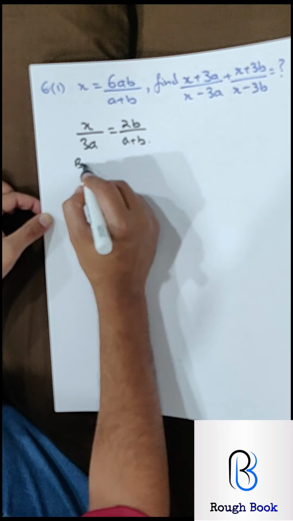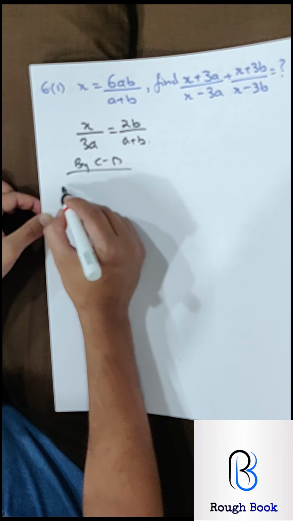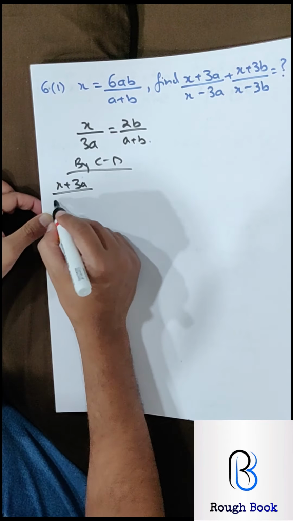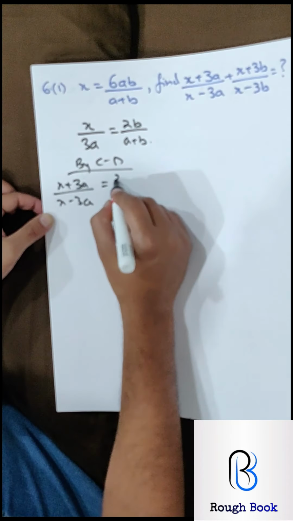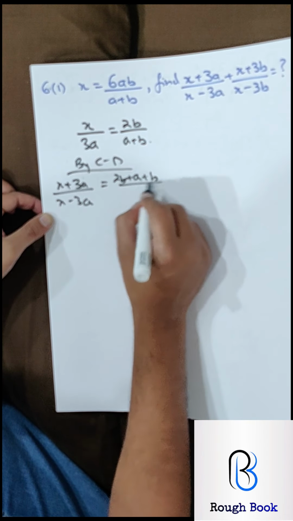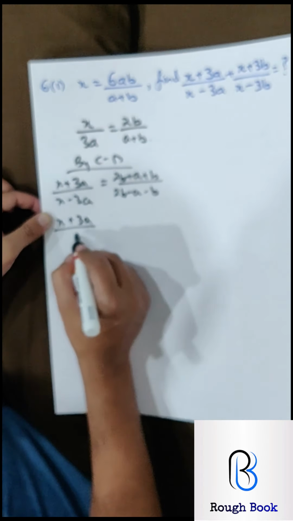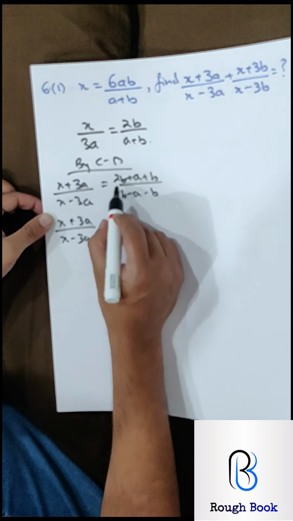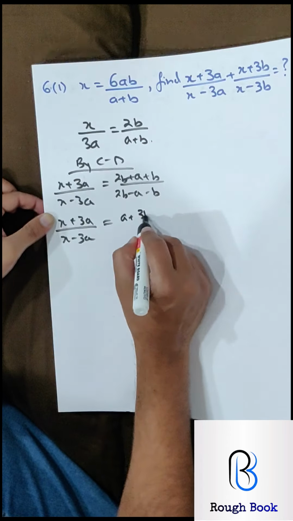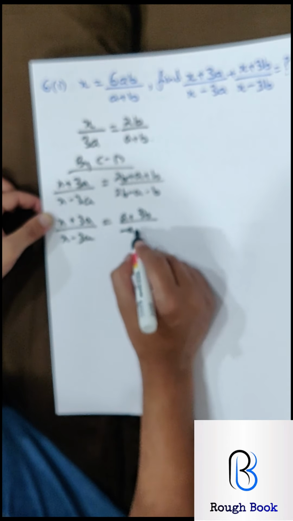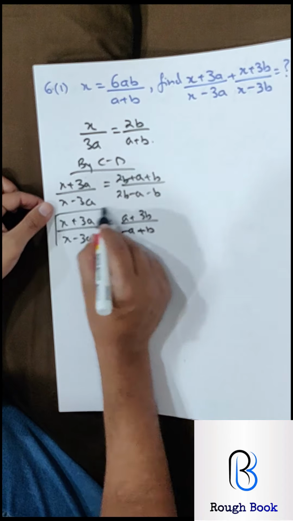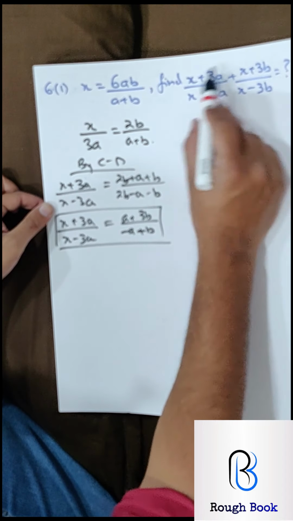Yeah, and now I can say by componendo dividendo, I get x plus 3a, x minus 3a, 2b plus 2b minus. So x plus 3a, x minus 3a. This becomes a plus 3b minus a plus b. So I get at least one part of this full thing.